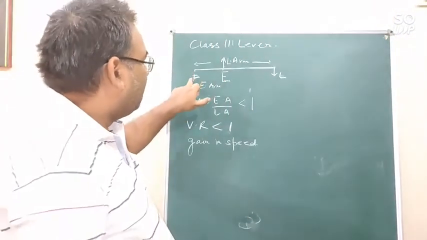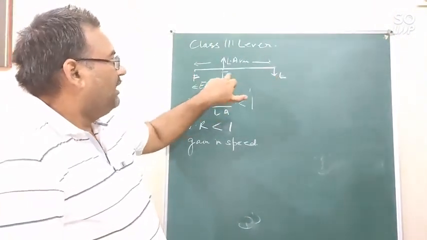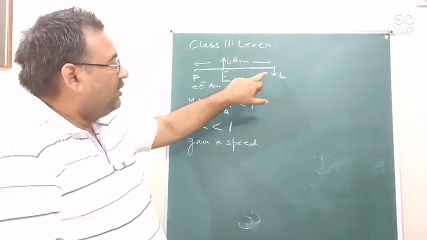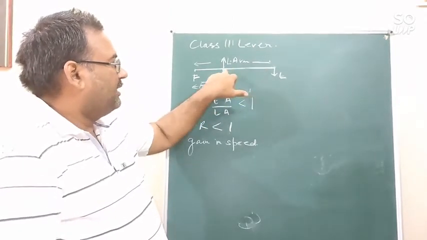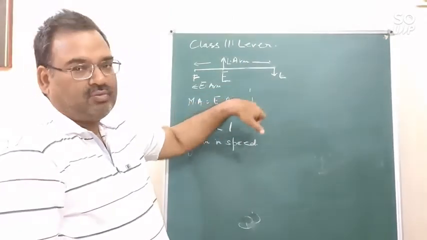Then we have the next kind of lever, that is class 3 lever. In class 3 lever, the fulcrum is at one end. In between, we have the effort and the load at the extreme end. So fulcrum at one end, load at other end, and between the two we have effort. Here we have fulcrum, load and the effort. The effort and the load are acting in the opposite direction. Effort in the upward direction, load in the downward direction.